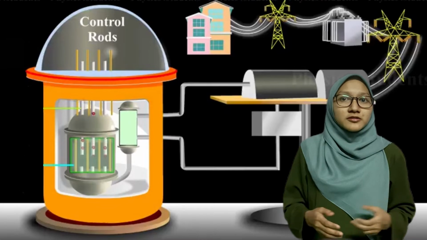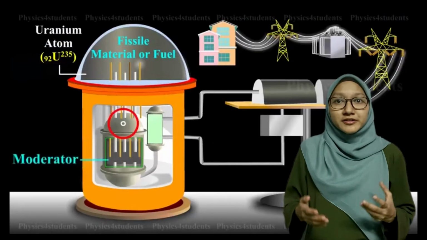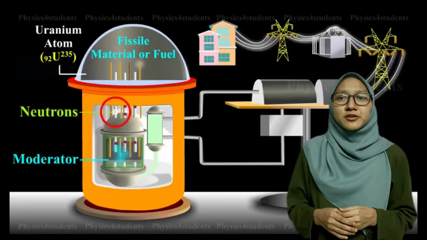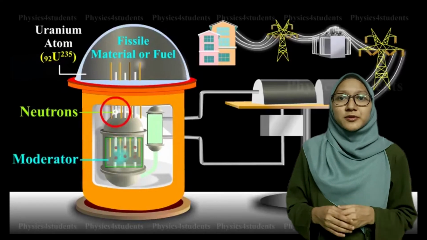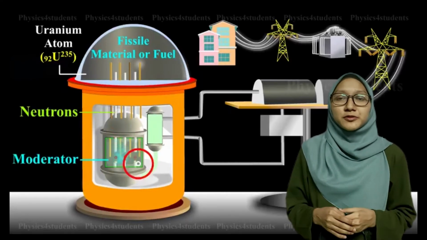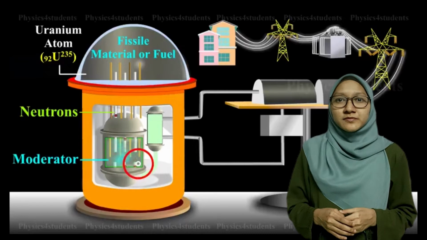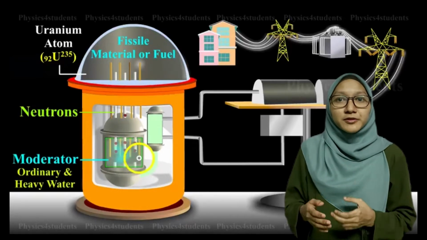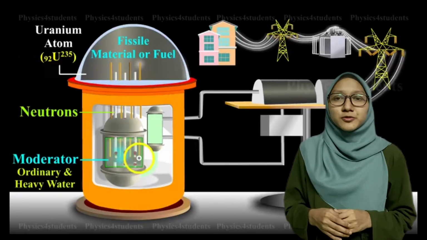Within the core, a material called a moderator is used to slow down the speed of the neutrons released from fission for a sustainable nuclear fission reaction. Ordinary water and heavy water are the commonly used moderators.